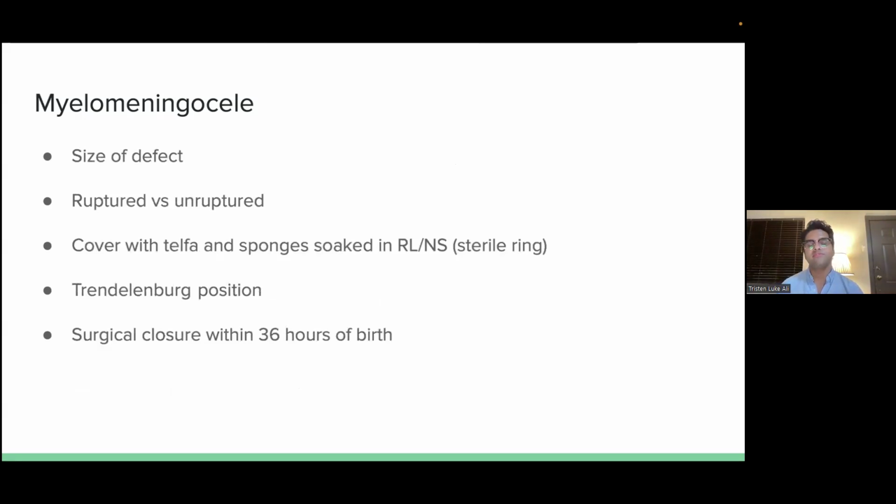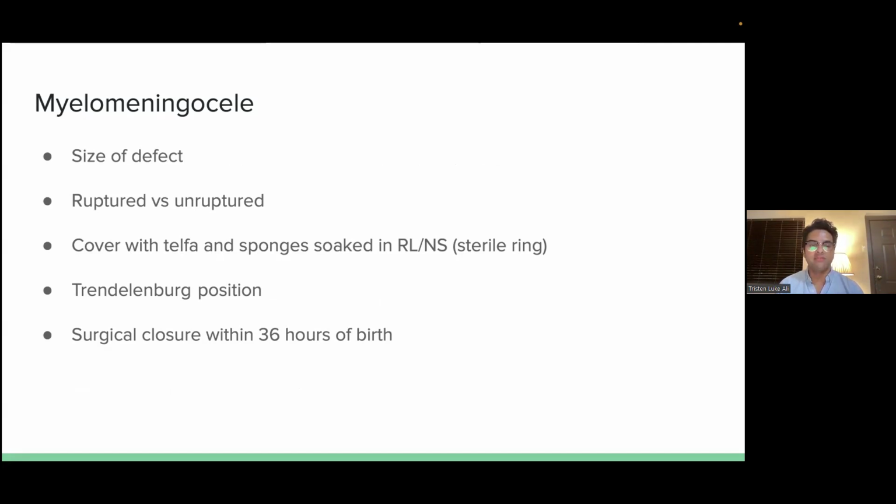So what are some important factors to take into consideration in a myelomeningocele? Number one, the size of the defect. Number two, if it's ruptured versus unruptured, and this guides antibiotic therapy. If it's ruptured, they say to cover with antibiotics, which can be stopped after the closure is done, or unruptured, where antibiotic therapy is not indicated.